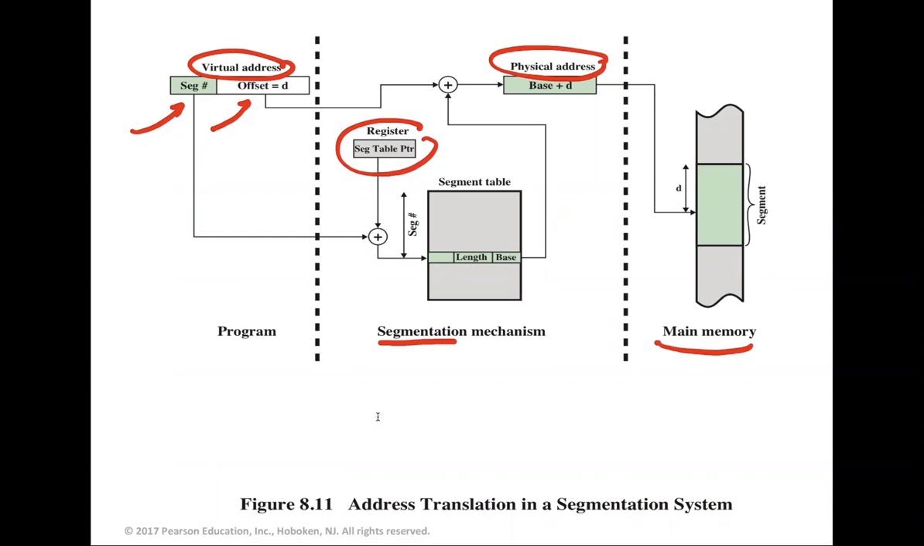The segment number of a virtual address is primarily used to index the table of that process and look up the corresponding main memory address for the start of the segment. This is added to the offset portion of the virtual address to produce the desired real address.